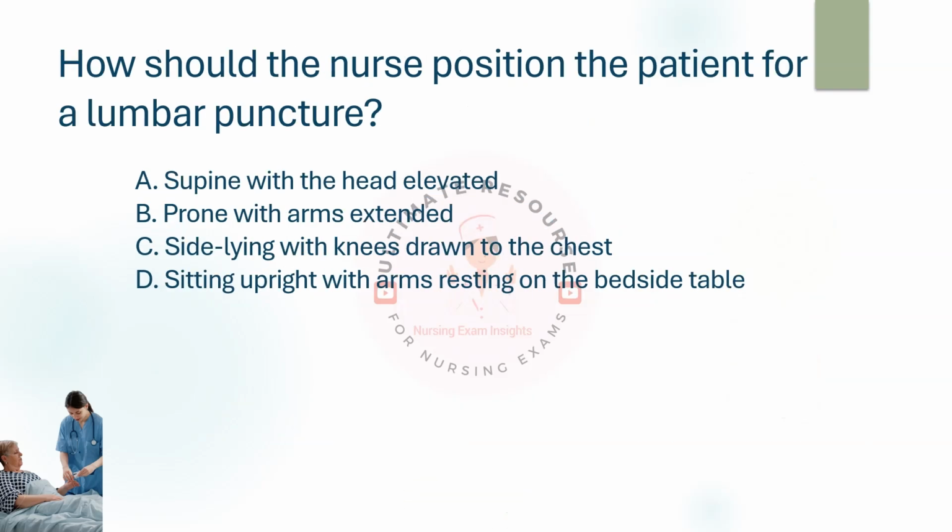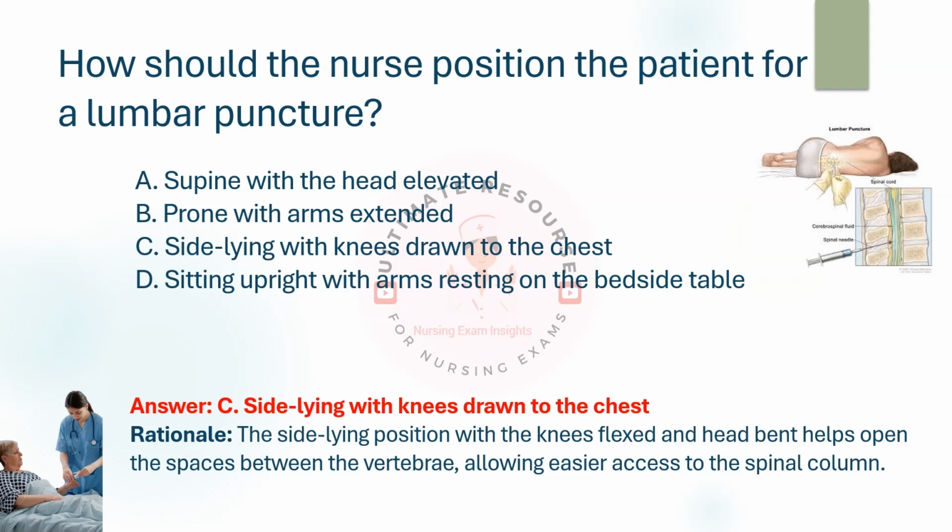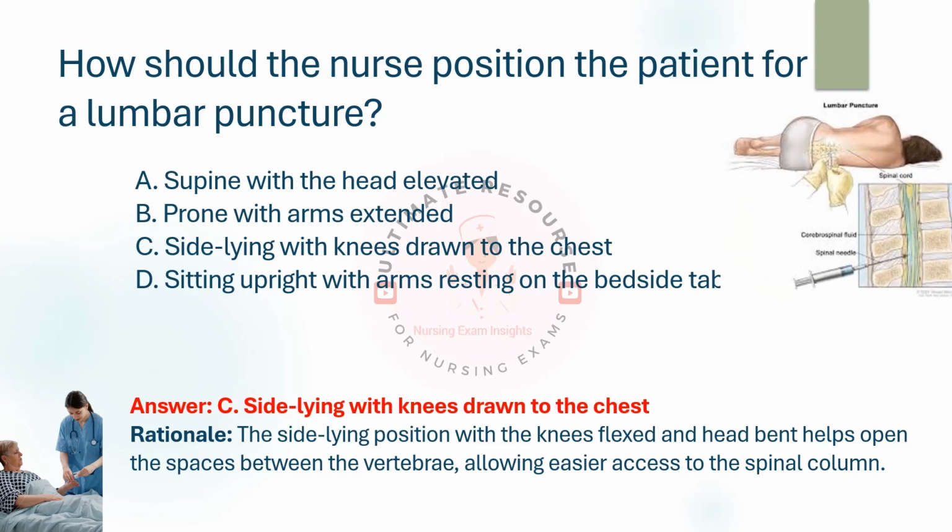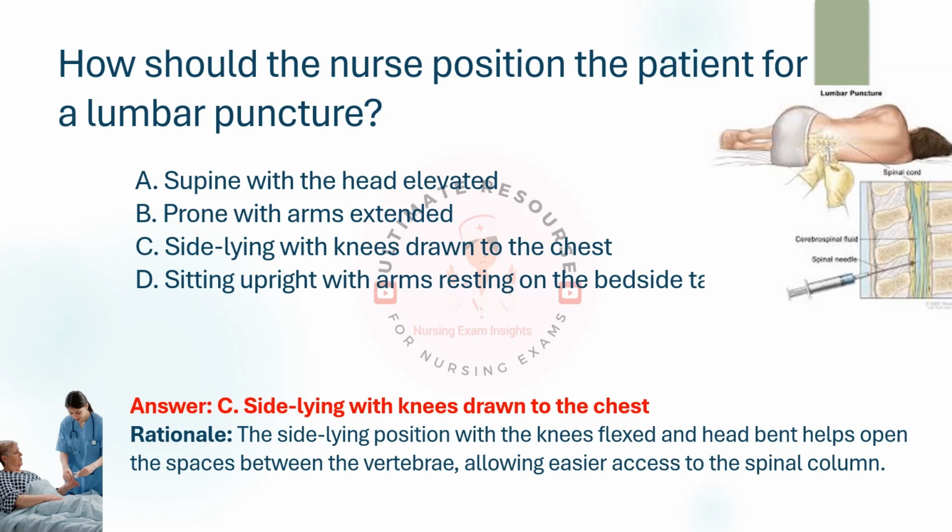How should the nurse position the patient for a lumbar puncture? Options are A. Supine with the head elevated. B. Prone with arms extended. C. Side lying with knees drawn to the chest. D. Sitting upright with arms resting on the bedside table. The answer is C. Side lying with knees drawn to the chest. The side lying position with the knees flexed and head bent helps open the spaces between the vertebrae, allowing easier access to the spinal column.